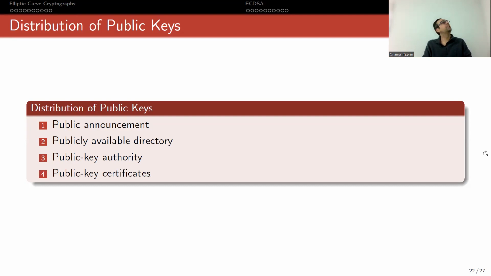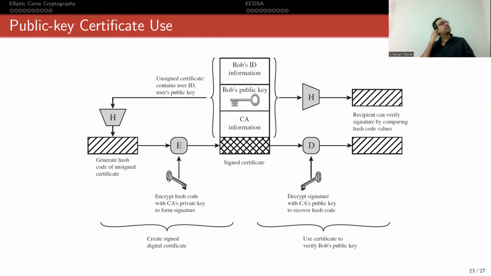For this reason, we prefer to use public key certificates. Let's see how this works. There are some standards, but the basic idea is as follows. There are some trusted third parties, certificate authorities. I create my public key there and they certify it. Here we show it in terms of Bob's information. You create a signed certificate like this.